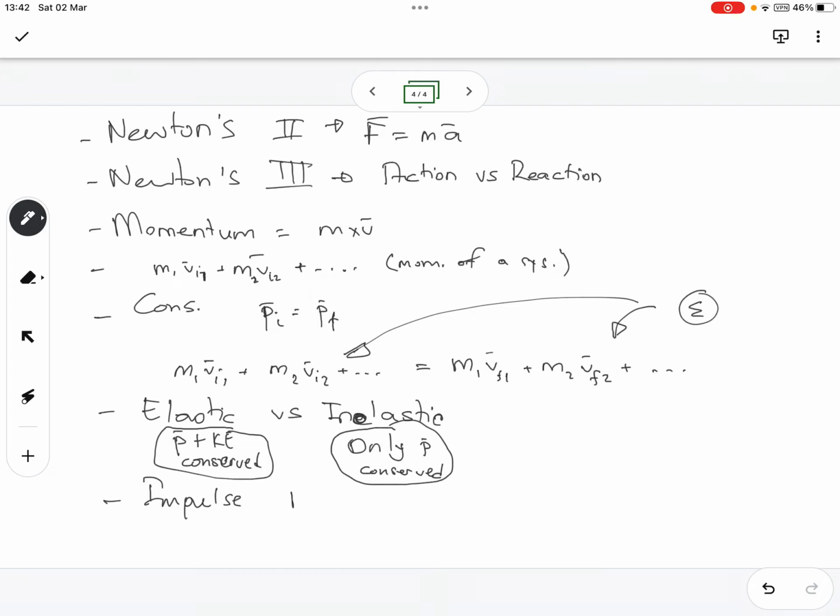And then we also have impulse, which is the product of the net force times how long it takes the force to be applied. It can be in a collision, etc., and that also equals the change in momentum. And from this equation we can also get that the applied net force is the same as the change in momentum over the change in time, and the impulse is also equal to the change in momentum. So that pretty much sums up this chapter.